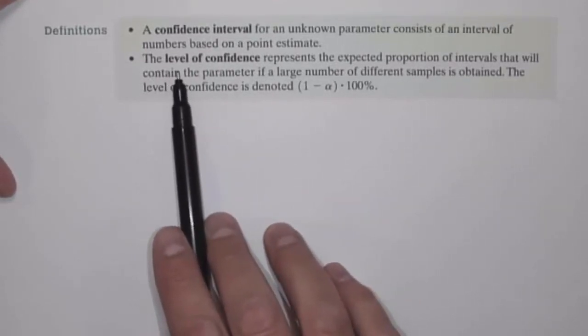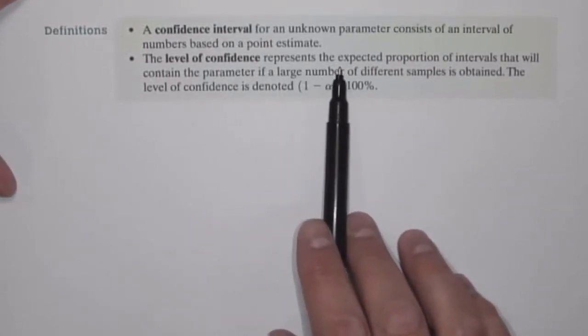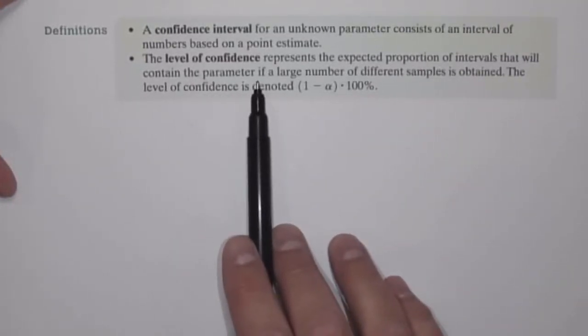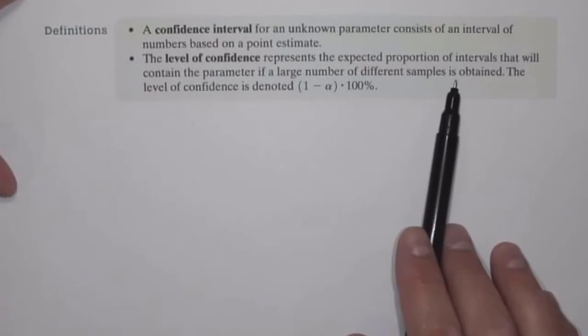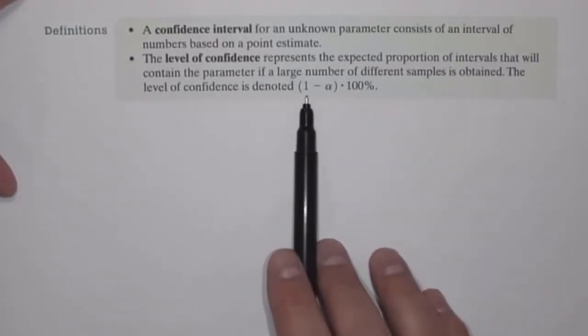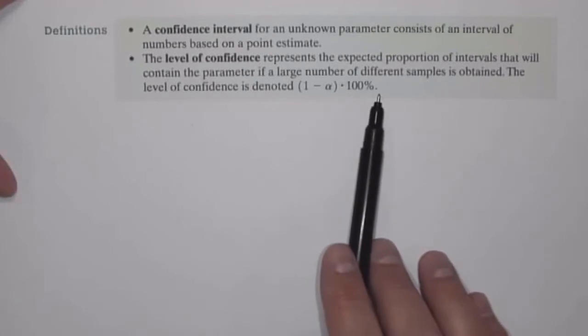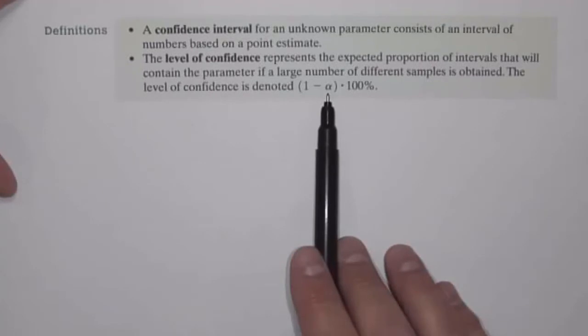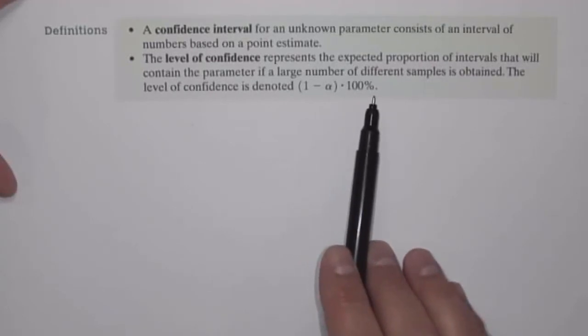Now, the level of confidence represents the expected proportion of intervals that will contain the parameter if a large number of different samples is obtained. The level of confidence is denoted by a strange notation here, but it'll make sense as we move forward: 1 minus alpha times 100%.